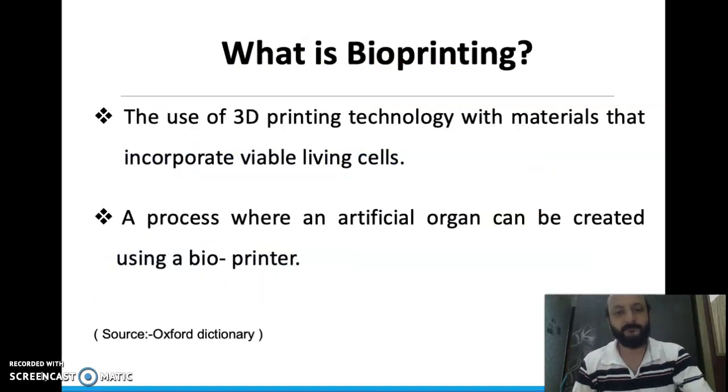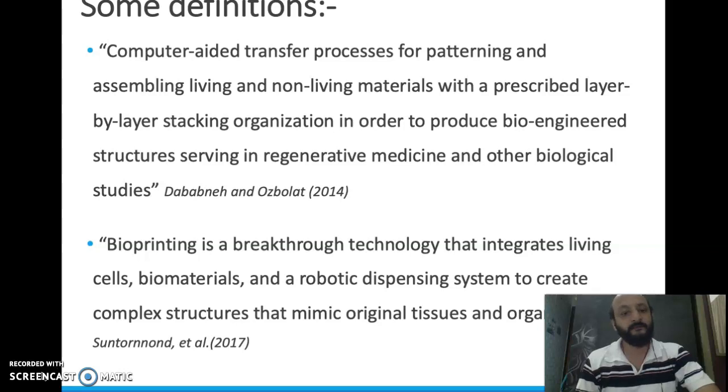What is bioprinting? The use of 3D printing technology with materials that incorporate viable living cells is called bioprinting. It is a process where an artificial organ can be created using bioprinters. Some definitions given by others are: computer-aided transfer processes for patterning and assembling living and non-living materials with a prescribed layer-by-layer stacking organization in order to produce bioengineered structures serving in regenerative medicine and other biological studies.